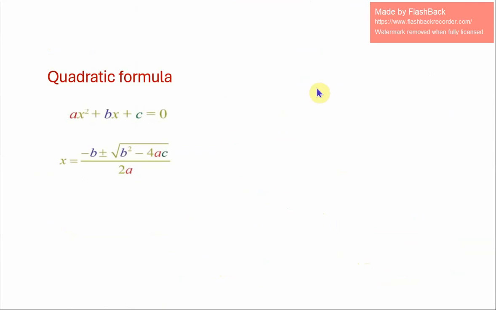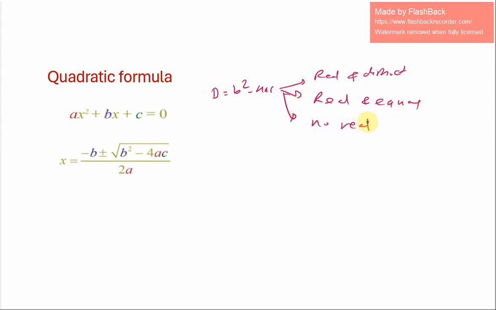The next topic is the quadratic formula. So for this equation, to find out the roots, as we discussed, b square minus 4ac is called the discriminant, and depending on that, the nature of roots is decided: either real and distinct, real and equal, and the third case, no real roots. So in the third case, we will have no roots. So how are roots found?